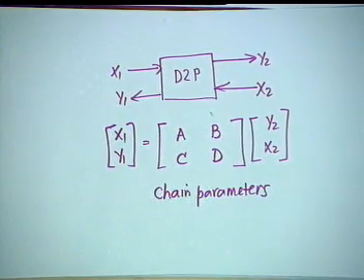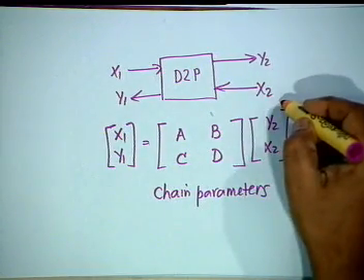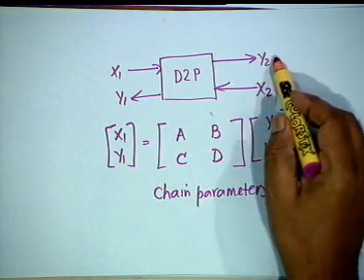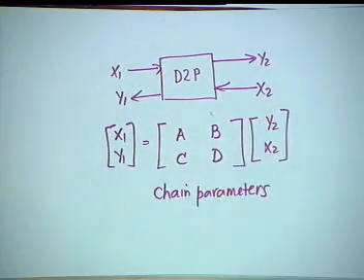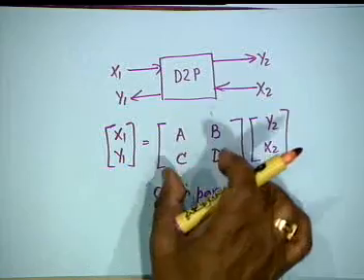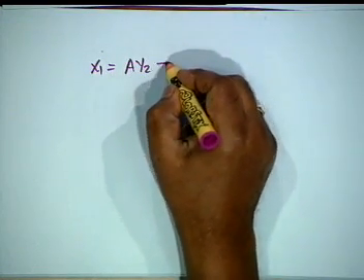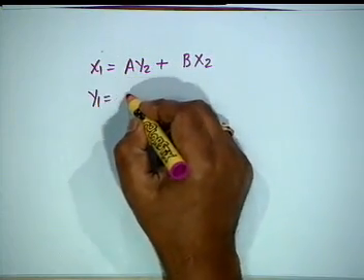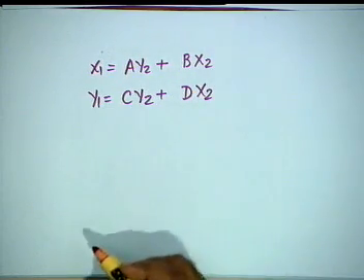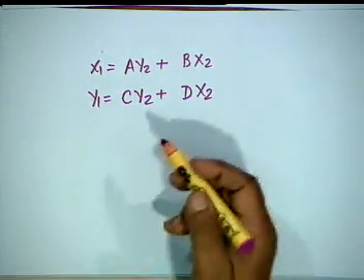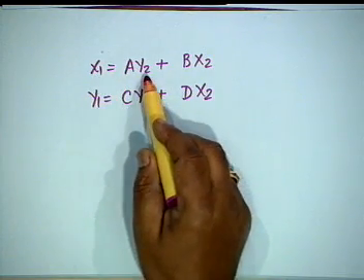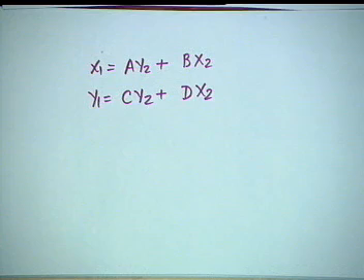Why are they called chain parameters? Because if you have a chain, if you have another D2P here, then Y2 acts as the input and X2 acts as the output at the left hand side, and then you have Y3 and X3, and the overall ABCD parameter of the cascade shall be the multiplication of the 2. This is why they are called chain parameters. And similarly, if you write the chain parameters, x1 is equal to A y2 plus B x2, y1 is equal to C y2 plus D x2, you can now define or measure ABCD parameters. A, for example, shall be x1 by y2 with x2 equal to 0, and so on and so forth.